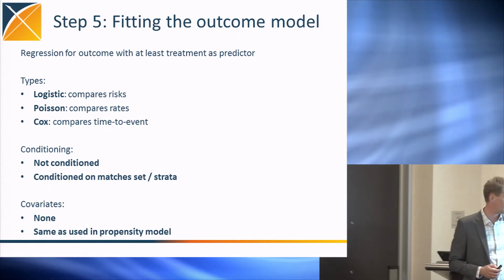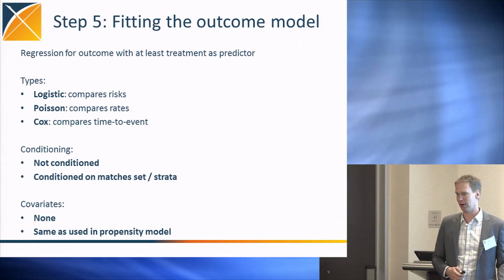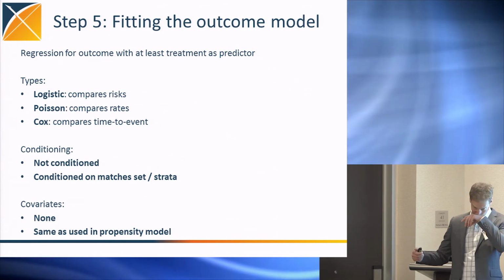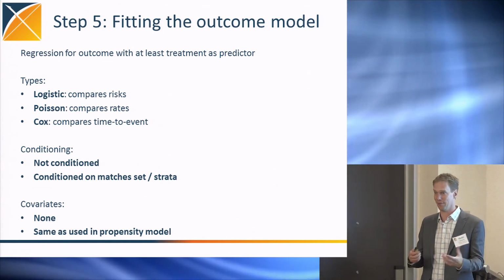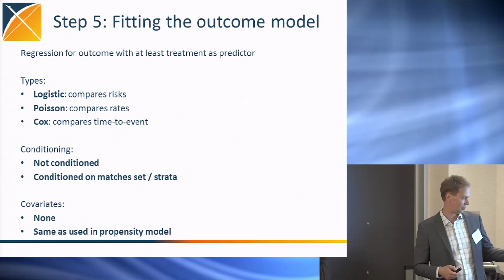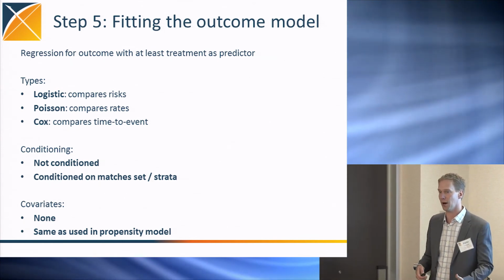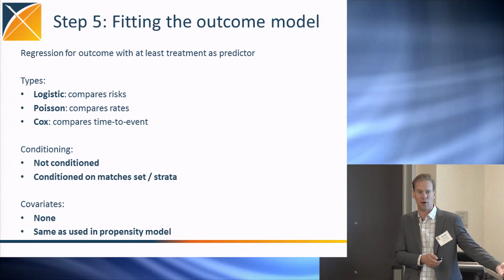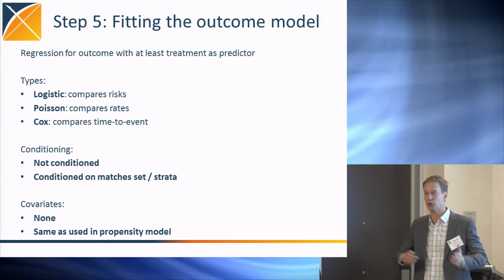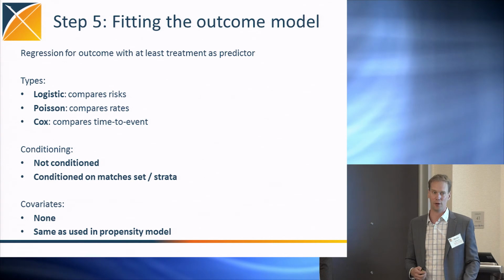You can also choose whether or not you want to include covariates in the outcome model. You may or may not already have adjusted using a propensity score, but you can also include even more covariates in your outcome model. One option is to just use all the covariates that you used in your propensity model and also include them in your outcome model if you so wish.